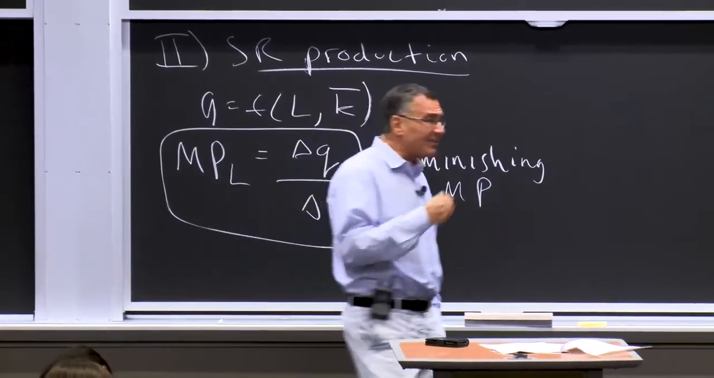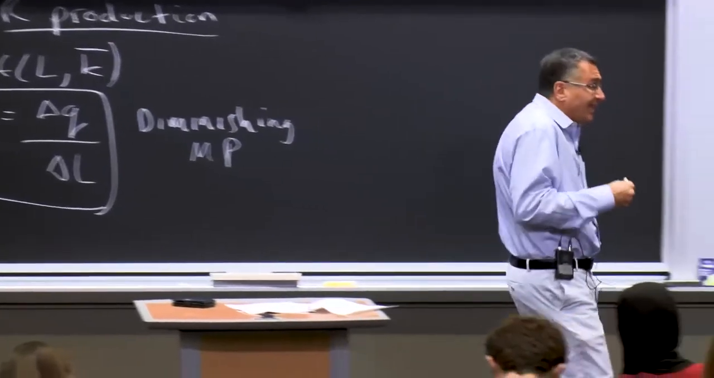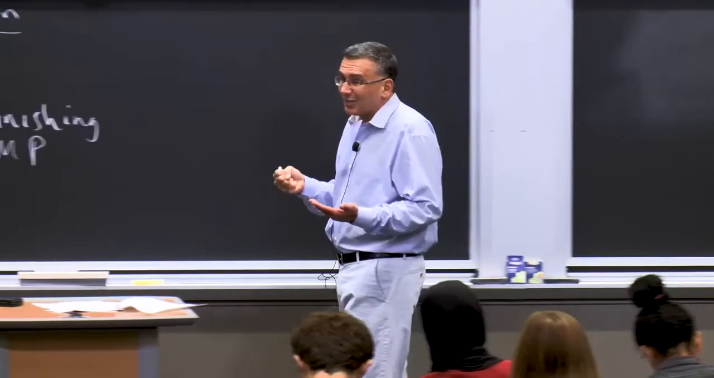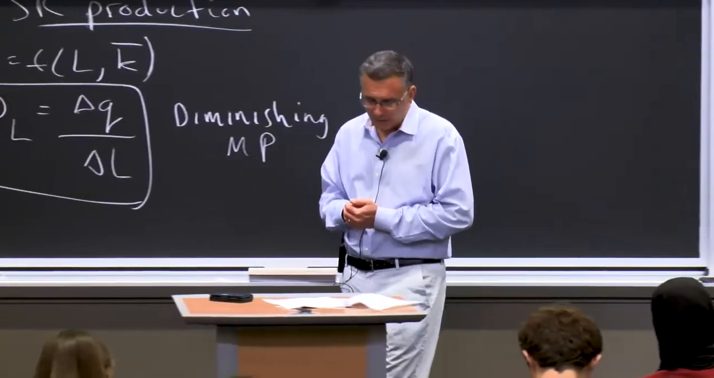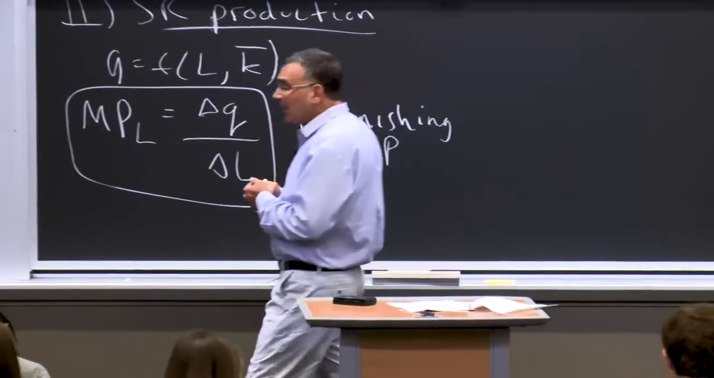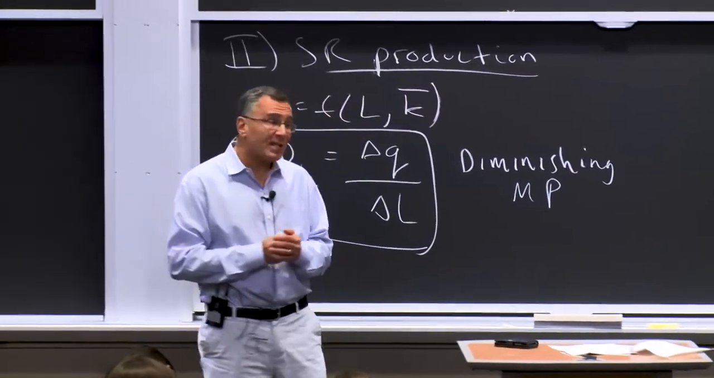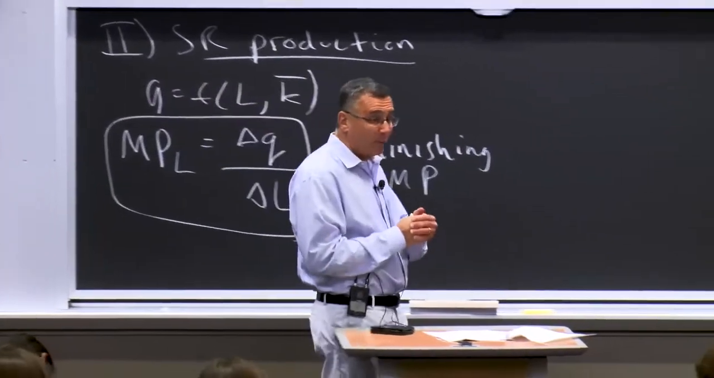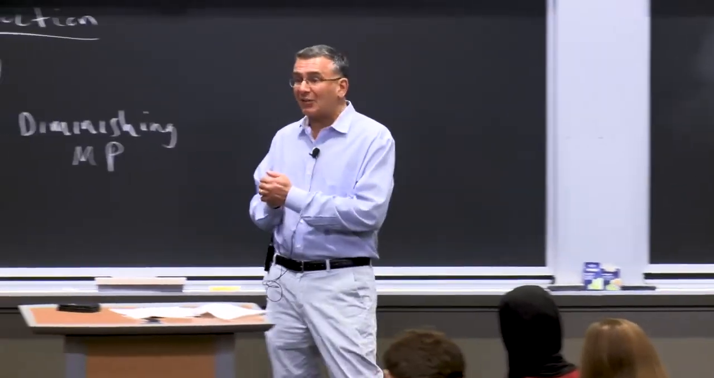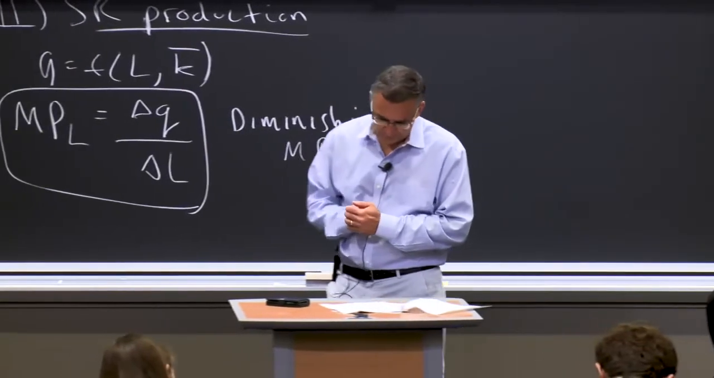Now, this is a little less intuitive than diminishing marginal utility was. At least I hope you found diminishing marginal utility kind of intuitive, that the second slice of pizza be worth less to you than the first slice of pizza. Hope you found that intuitive. Okay? Now, this is a little less intuitive. Once again, like with utility, it's not saying the next worker doesn't help. The next worker does help. It's just that the next worker helps less than the previous worker.